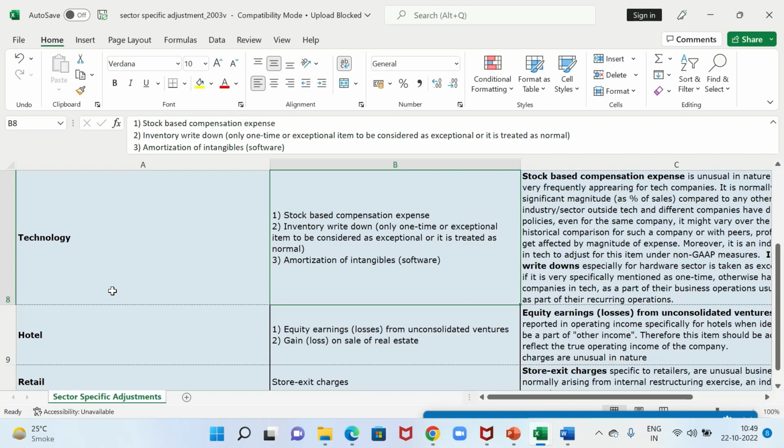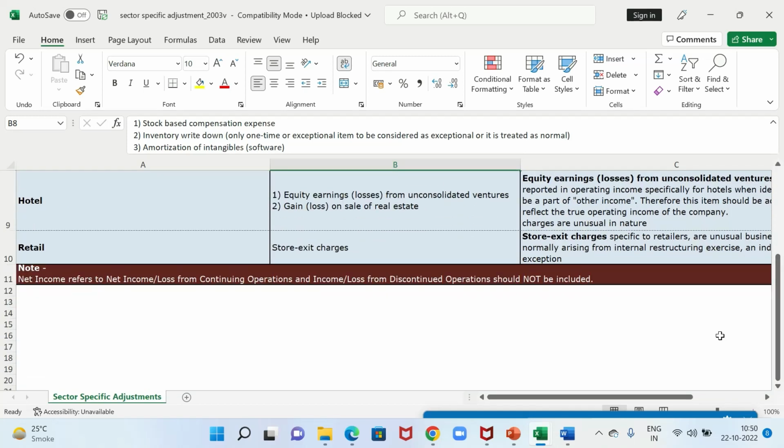Hotels, equity earnings from unconsolidated ventures, gain on sale of real estate. You can always refer back to this, or maybe you can ask me whenever there is an issue.